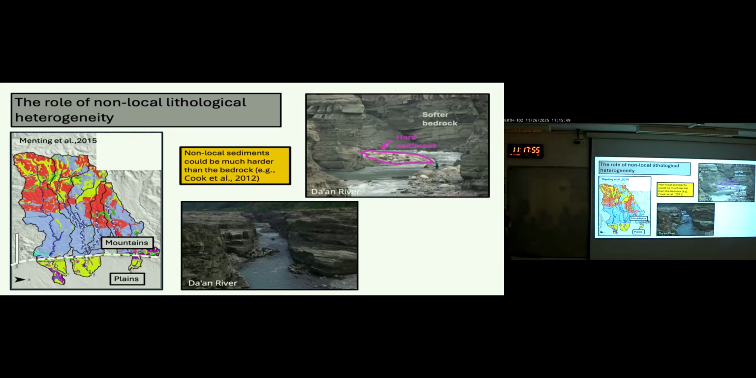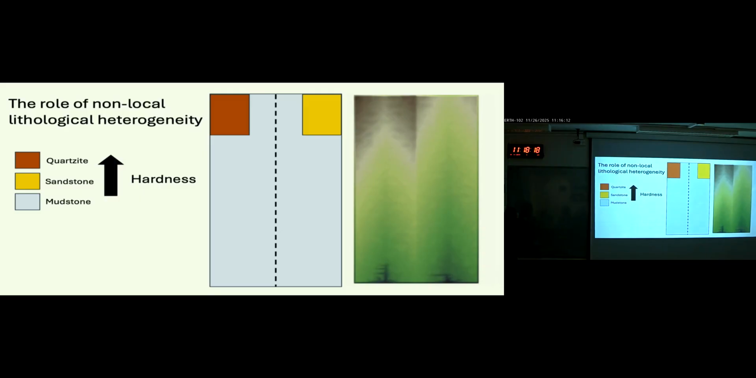But I want to show another kind of example from rivers in Taiwan, where an upstream source of hard material plays a critical role in incising into much softer material that is located in the downstream part of the channel. So the idea is to formulate this kind of experiment of non-local lithological heterogeneity, and I formed these 2 symmetrical catchments that are associated with spatial heterogeneity in the very upstream part.